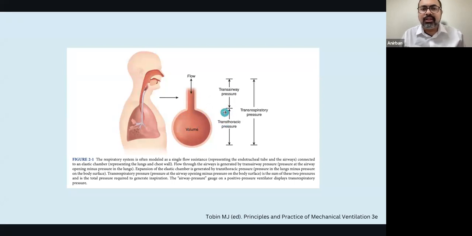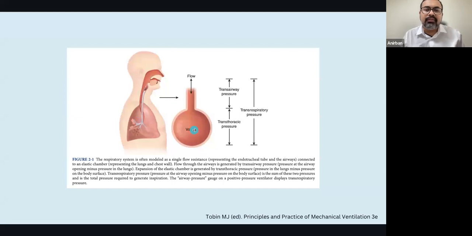So the airway pressure differential that overcomes the resistive force is the transairway pressure, which is nothing but the pressure difference between the airway opening and the alveoli. So the airway pressure has to be more than the alveolar pressure in order to have a pressure differential that generates this flow. And what is a transthoracic pressure?